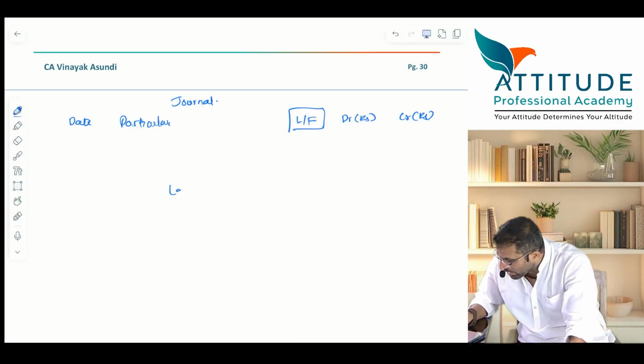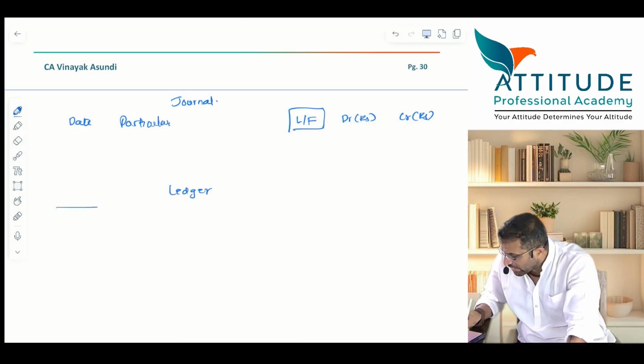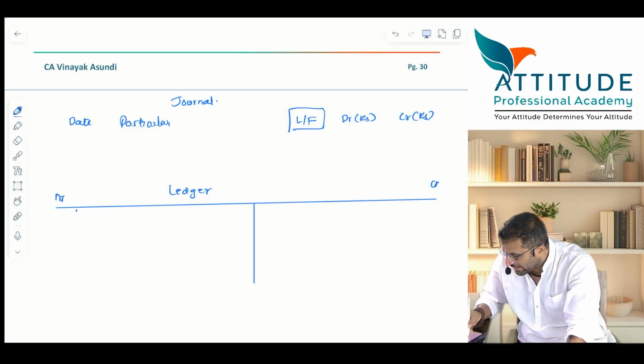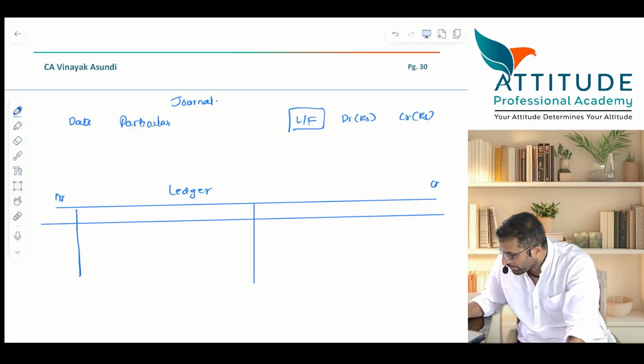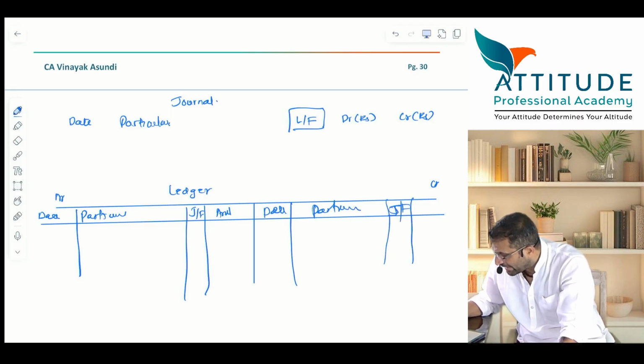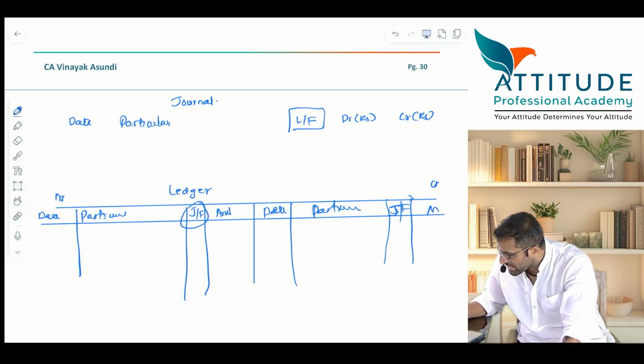Similarly, when you open a ledger account, what account? A ledger account has two parts, correct? Debit and credit. Date, particulars, journal folio and amount. Similarly on this side also: date, particulars, journal folio, JF and amount. Now concentrate on this JF and LF.